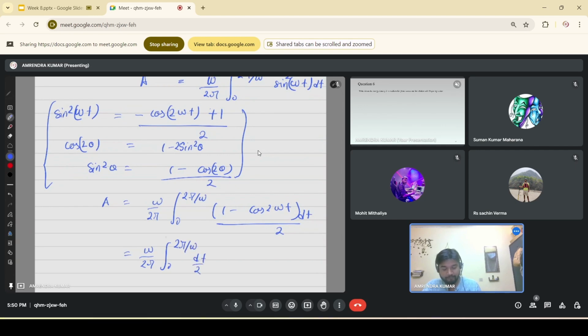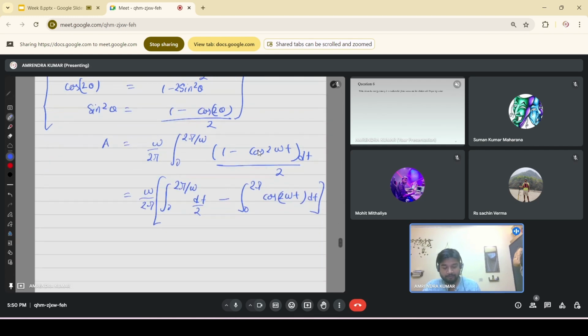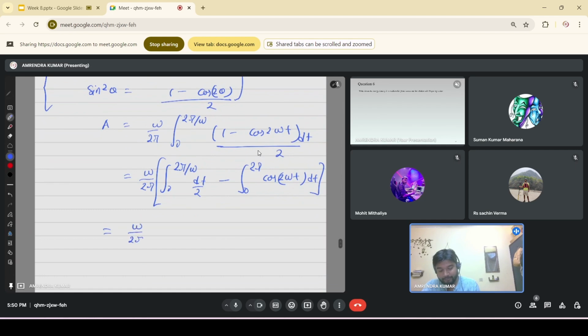But this integral comes out to be dt by 2 minus cos 2 omega t into dt. Let's close this. So the first one is omega over 2 pi into t by 2 from 0 to 2 pi. And this is a periodic function, so the integral of cos 2 omega t is sine 2 omega t upon 2 omega. And then you just have to put in the limits.